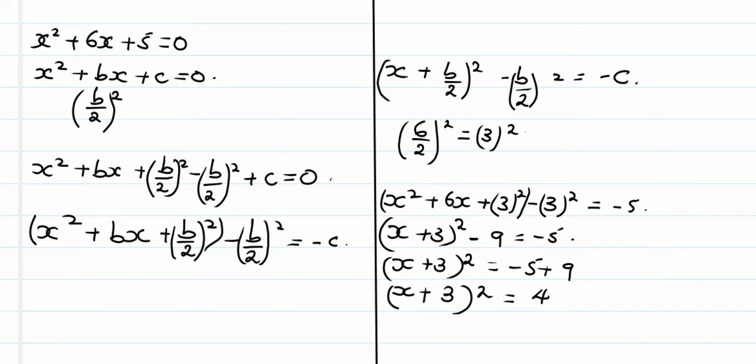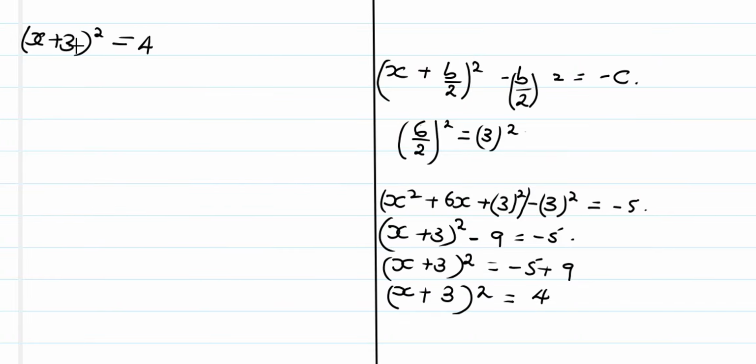Then from there, I can take the square root of both sides. Here, I take the square root of this and the square root of this. So it becomes x plus 3 squared.